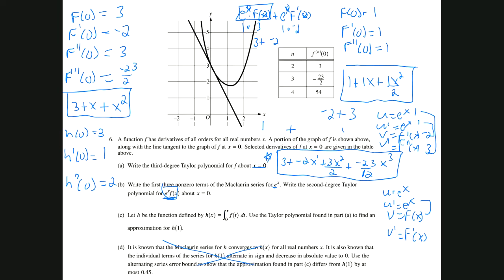It says use the Taylor polynomial found in part A to find an approximation of h of 1. Well, guess what? That's the integral from 0 to 1 of f of t, so I can take the integral here. That's going to be 3x plus negative 2x to the second over 2 plus 3x to the third over 3. And I'm going to stop there. I'm not going to do this one because I don't want to deal with that negative 23rd.